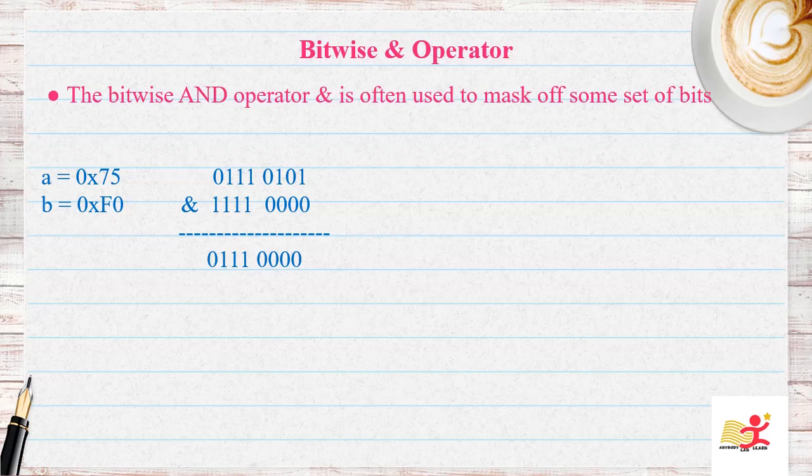Bitwise AND operator. The bitwise AND operator is used to mask off some set of bits. Suppose we have A equal to 0x75, which is represented as 0111 0101 in binary, and we want to mask the LSB of A. For that, you have to AND LSB with zeros and MSB with ones. So we have B equal to 0xF0. So the AND operation between A and B will result in 0111 0000. Here you can see the LSB of A is masked off and is now completely zeros, and the MSB remains as it is.